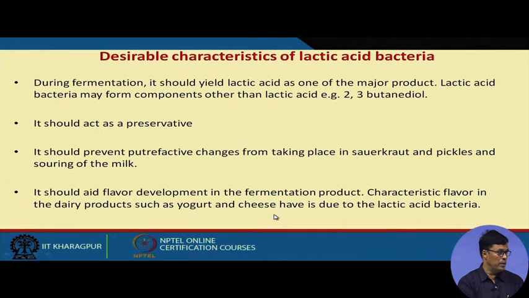Now, the desirable characteristics of lactic acid during fermentation: lactic acid should be one of the major products. Lactic acid bacteria may form components other than lactic acid, for example 2,3-butanediol. It should act as a preservative. It should prevent the putrefaction changes taking place in sauerkraut. I told you sauerkraut is largely available, so it prevents putrefaction. Putrefaction means degradation of the proteins, and it also applies to pickles and the souring of milk.